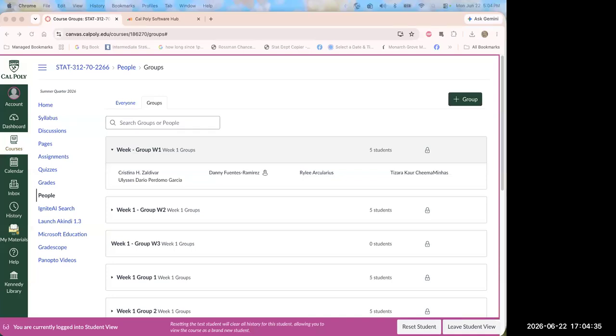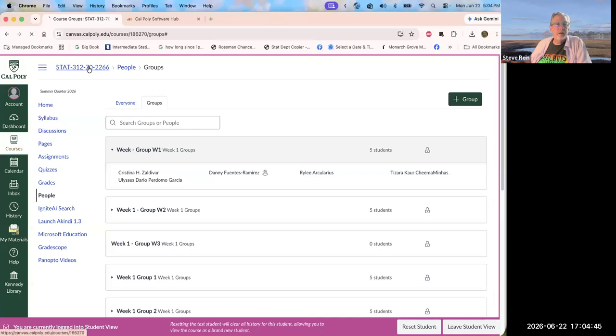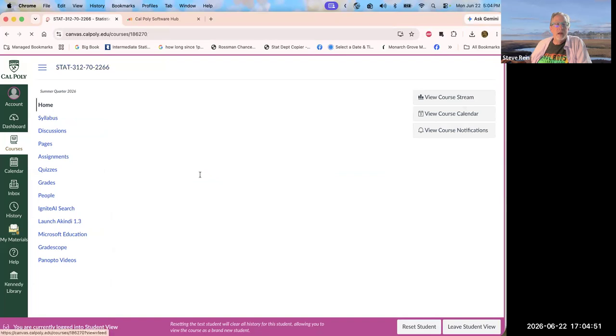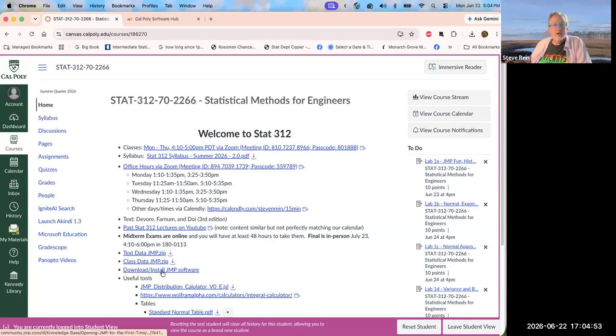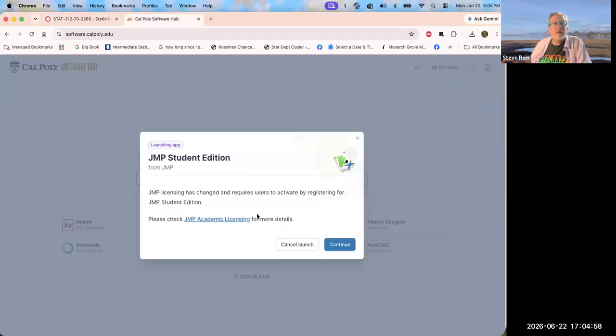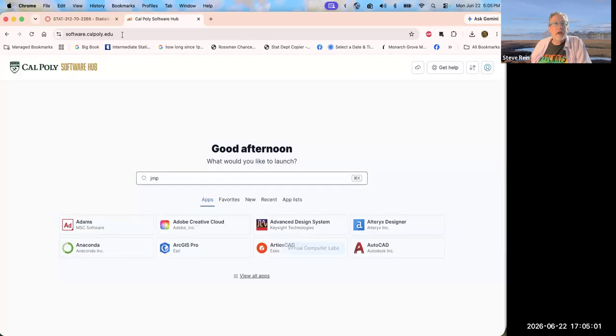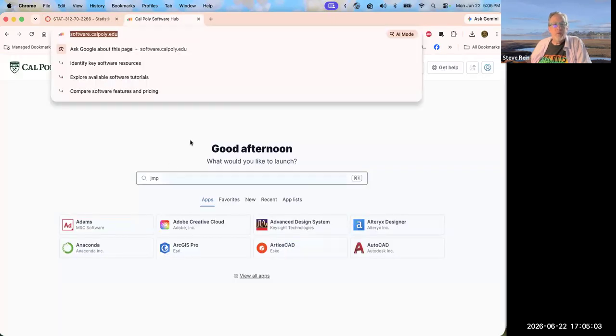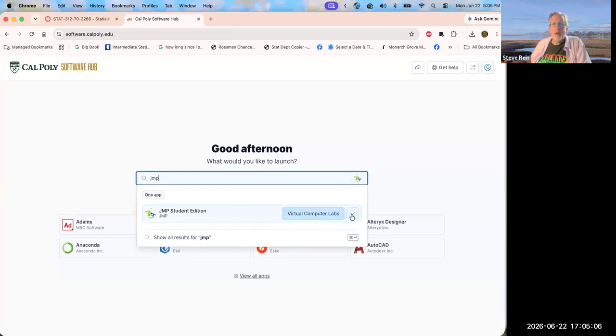Sorry, I was having some Wi-Fi troubles in the new place at the beginning of the meeting. Where can I go on Canvas to find the download for JMP? Yeah, click into the very front, and it says download JMP software. But also one student suggested going to the software hub at software.calpoly.edu, then type JMP and that should work. Very helpful. Don't use the virtual computer lab, but rather download via jmp.com.